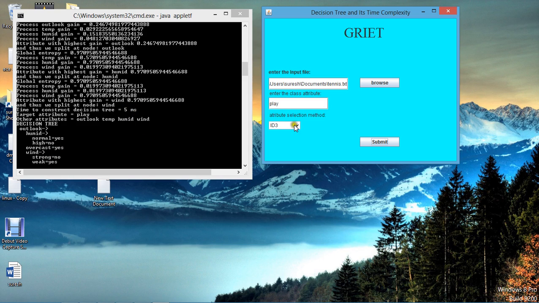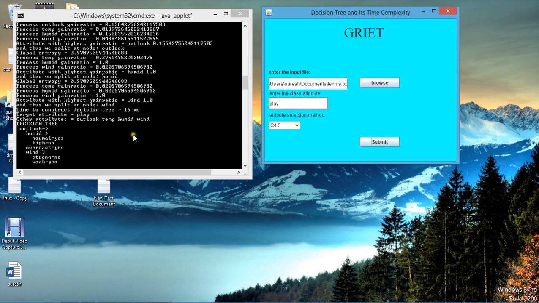So let us deal with C4.5. When I did it with C4.5, it took 16 milliseconds, which states that ID3 is more efficient when compared to C4.5. But this is not true in the case of other examples. For different examples, we get different outputs.